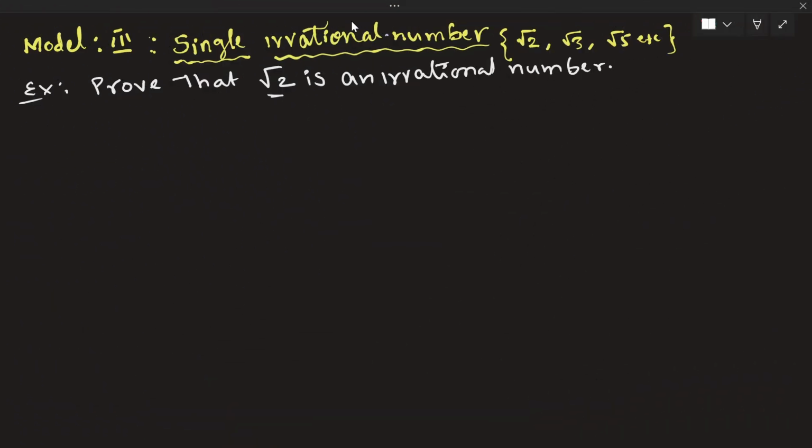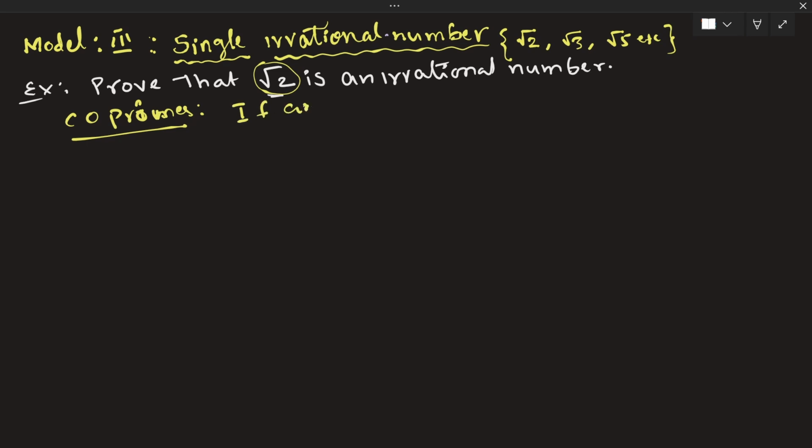Students, third model. It is about how we have to prove that a single irrational number is an irrational number. So here we have taken one example: prove that root 2 is an irrational number. Before that we have to understand a word called co-prime, students. I hope everyone knows co-primes. What is meant by co-primes?